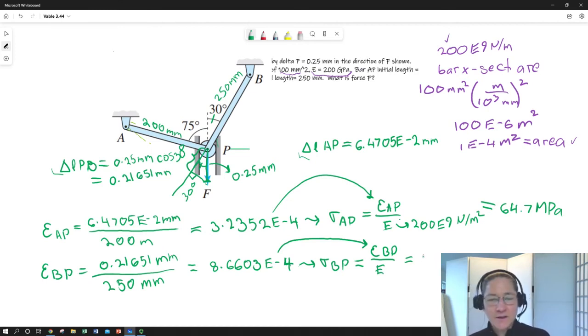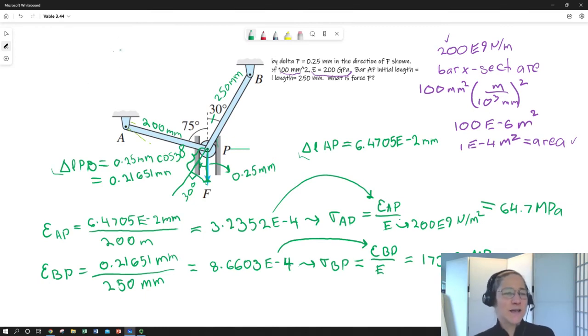So that ends up giving us 173.21 megapascals of stress in bar BP. And again, that does make sense that this would be more, because it's oriented more in the direction of deflection. Okay. Now, to look at force, we have to compare force to force. We can't compare stress to force.